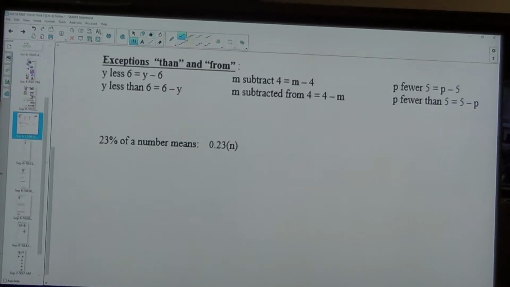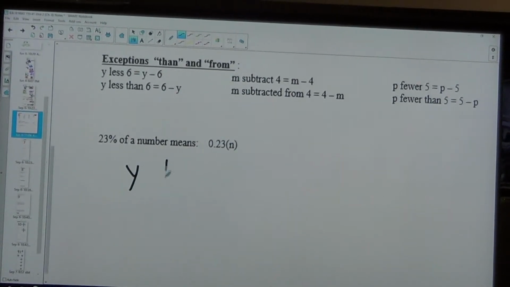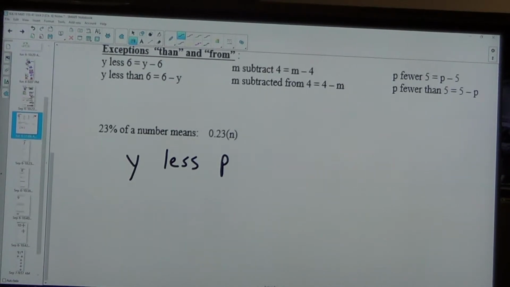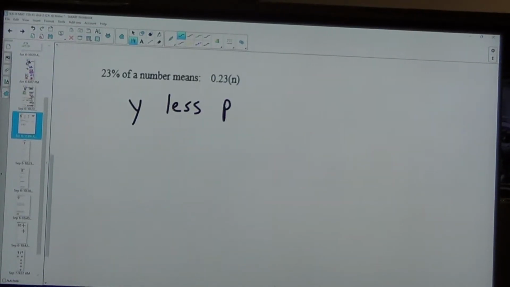So here's some other things I want you to know. If I say y less p, we know the word less means subtract. So we would do y minus p.